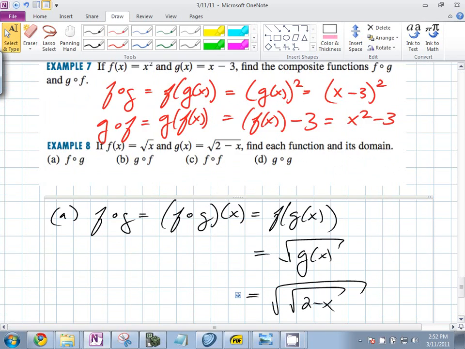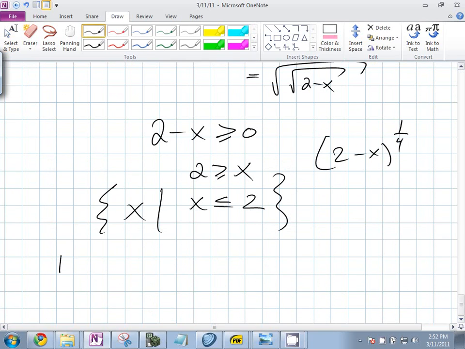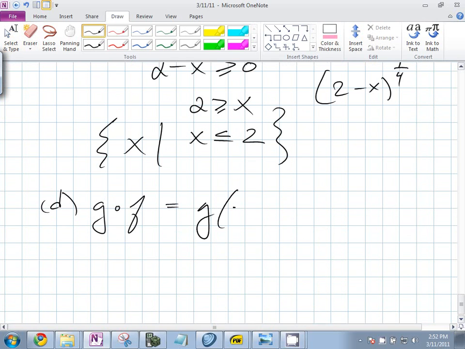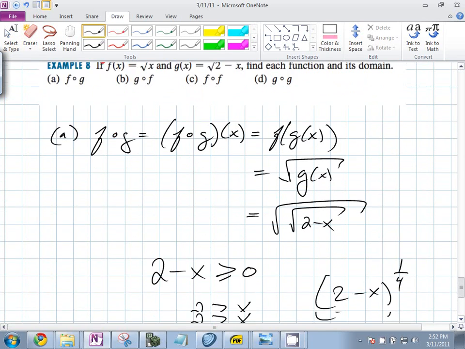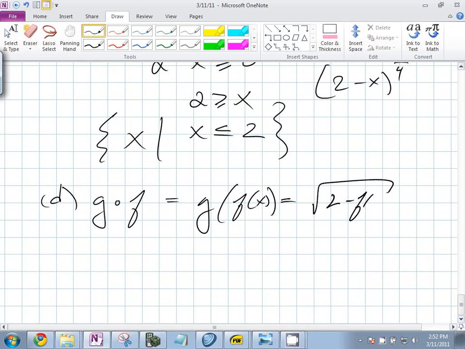Okay, so let's do C or D. Which one? D? Let's do D. So that's g of g, right? So that's going to be what? Actually, let's do g of f. I like g of f better. So that's going to be g of f of x. So you're plugging f into g. So it's going to be the square root of 2 minus f of x. 2 minus what? The square root of x. Like that? Is that it?